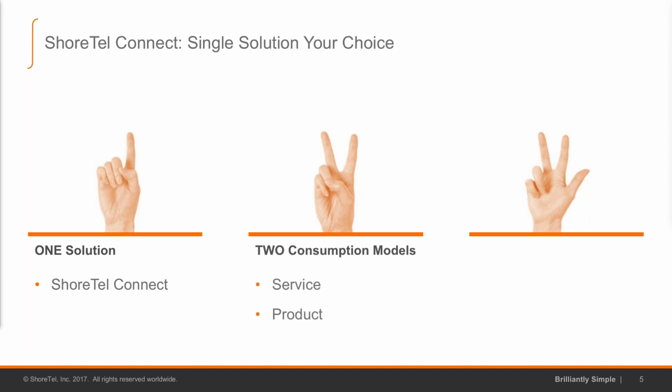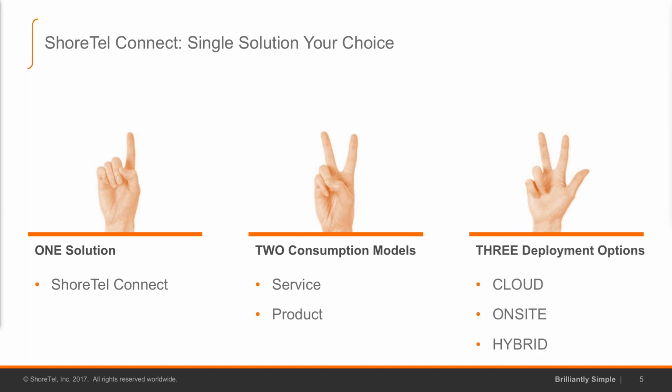What's the two? Well, two consumption models. As I've said since the beginning of today's session, Connect is available to our customers in either a service mode or a product mode. So if you want to buy the product, you can buy it. If you want to consume it as a service, you can do that.